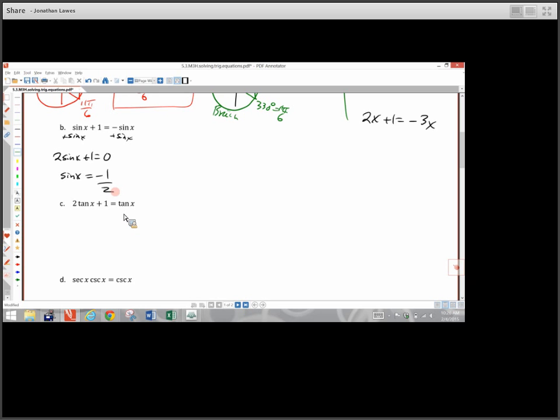Okay. Any questions? Now this is like the problem at the very beginning. This is like the first problem. Would you go ahead and solve this problem? And I'd like you to do this one in radians. Solve that one in radians, and we want all of the answers.